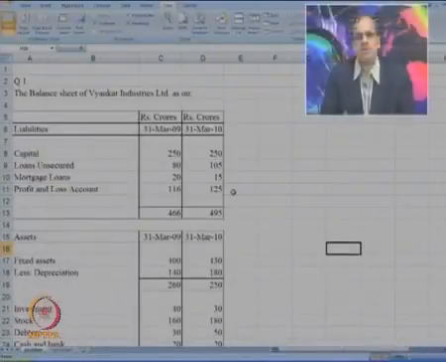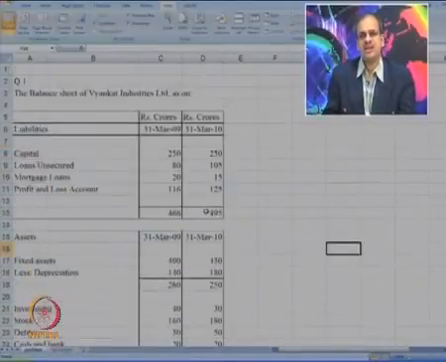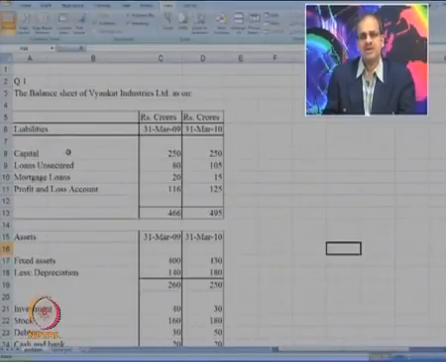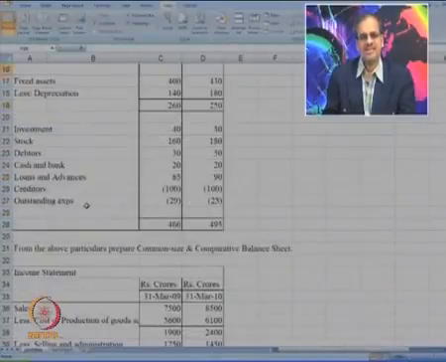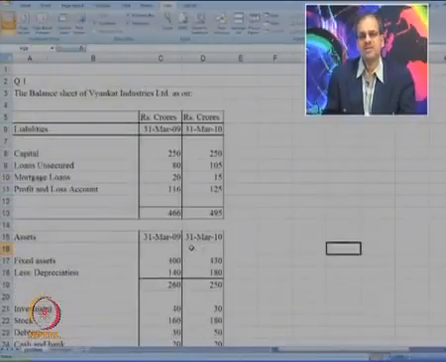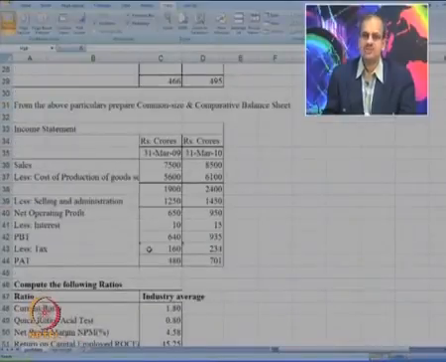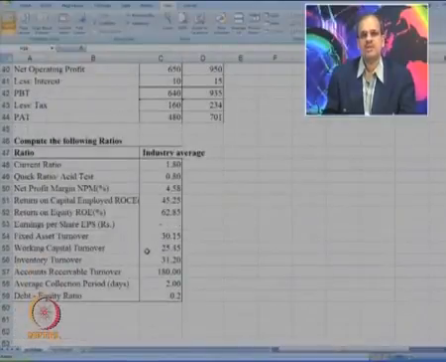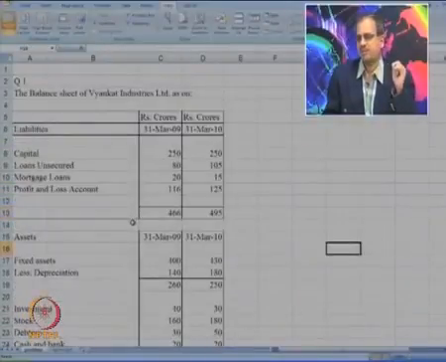I hope it's clear now. So the format of balance sheet is given and the data relates to year 9 and 10. Balance sheet is already in the vertical format. So you can see capital, loan, unsecured, mortgage loan, P&L account and assets. Now you are required to prepare both common size and comparative statement. Below you are also given the income statement, and in the end you are also given certain ratios. We will go to ratios later. First let us concentrate on common size and comparative statement.